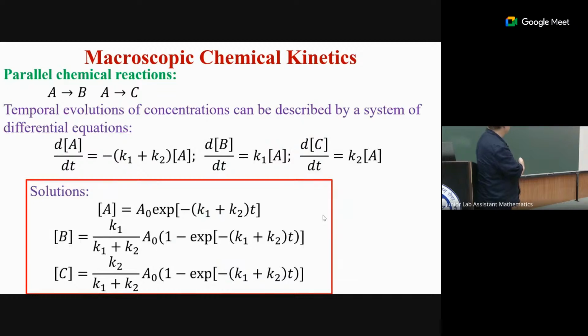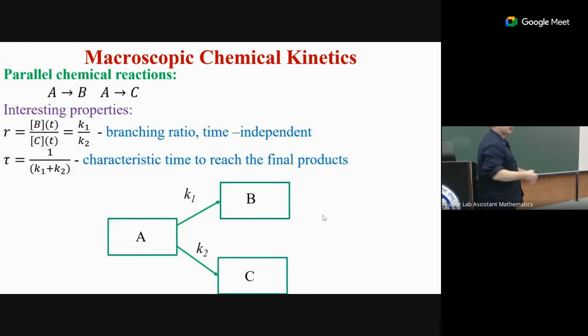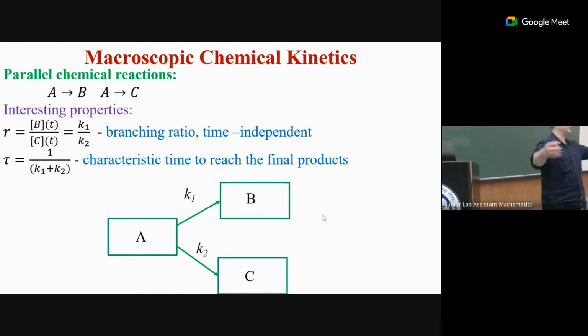If you divide B of T over C of T, this stuff is always the same. It's only this that is different. So if you have some process and two products come out, and you simultaneously monitor the two products and look at the ratio, and if it's constant, that's a sign that this might be consistent with a parallel reaction. Another indication of how you can get quantitative analysis from chemical kinetics to get something microscopic. Okay?